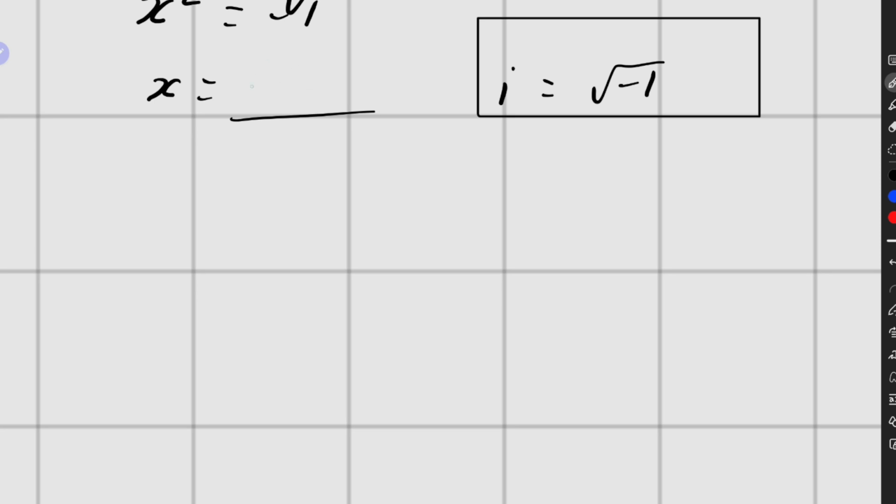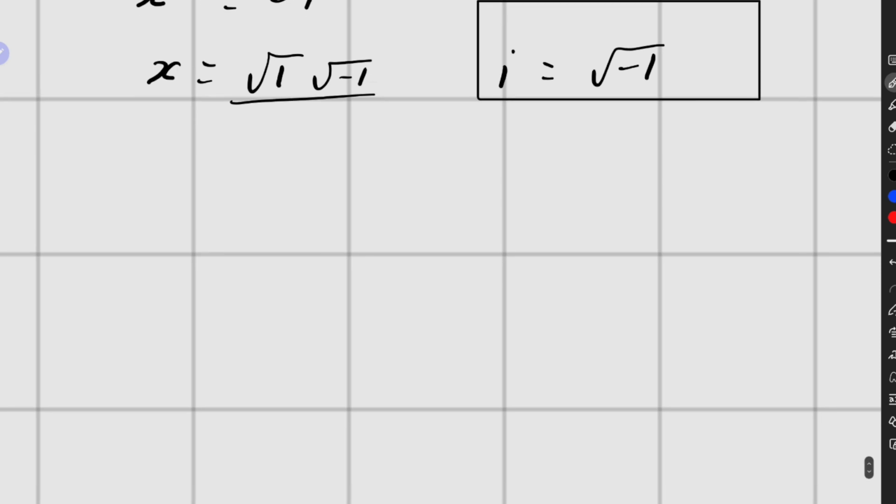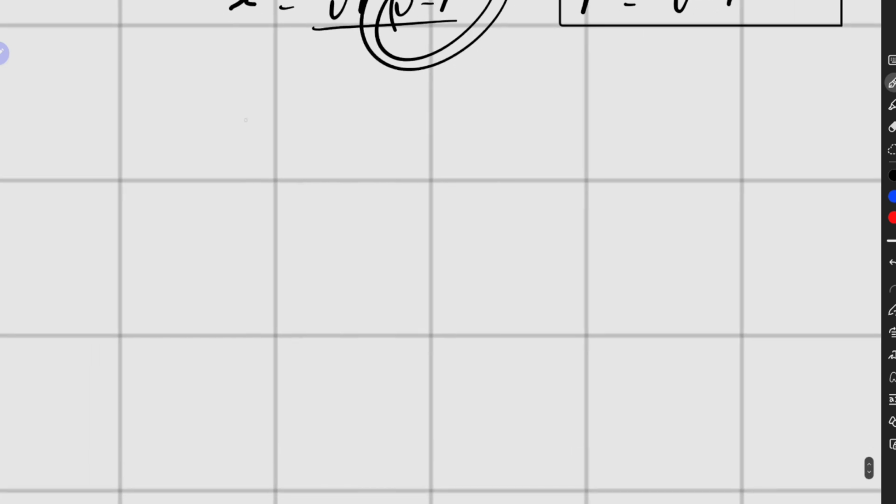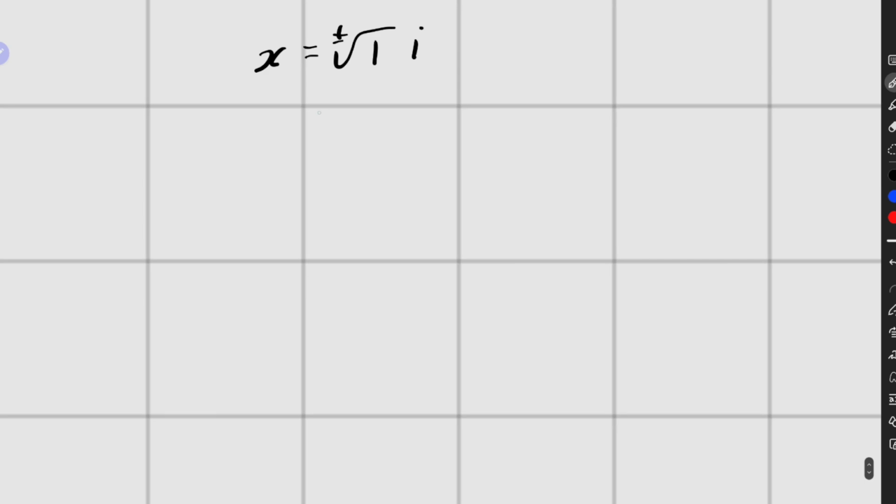So now that we've established that i represents the square root of negative 1, instead of writing the square root of negative 1, with the basic surd rules, you can write the square root of 1 times the square root of negative 1. But we now have to define the square root of negative 1 as i. So what you can do is write it in this form: x equals the square root of 1 times i, which is just plus or minus 1i. Right? So that's a basic representation of the imaginary number and a basic way that you can use it.